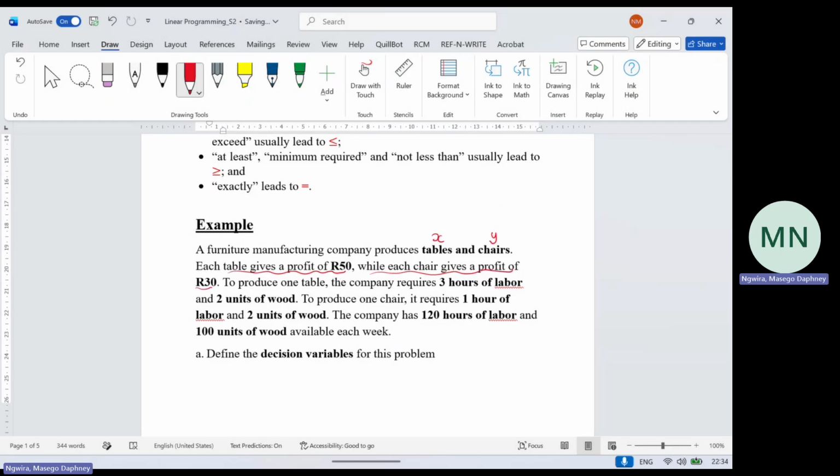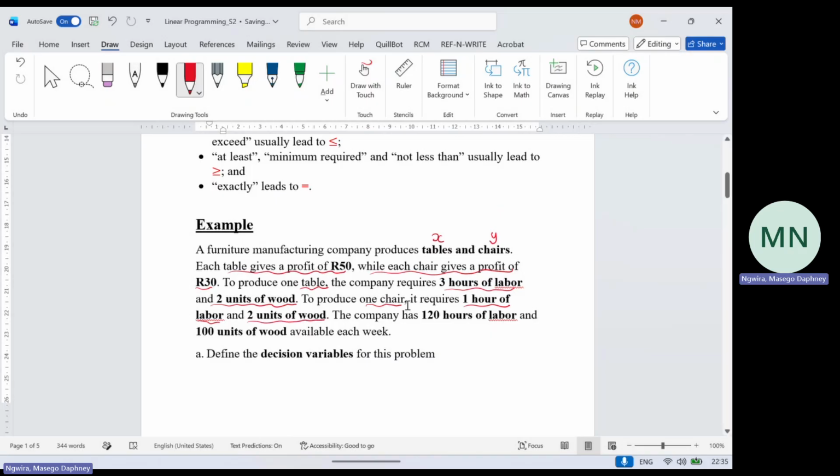And then they're saying that to produce one table, the company requires 3 hours of labor and 2 units of wood. So we have labor, we have wood. To produce one table, you are going to need 3 hours of labor and 2 units of wood. And then to produce one chair, we are going to need 1 hour of labor and 2 units of wood.